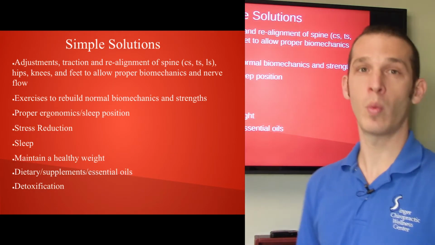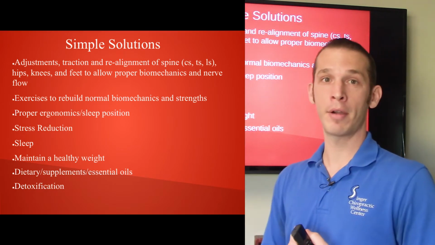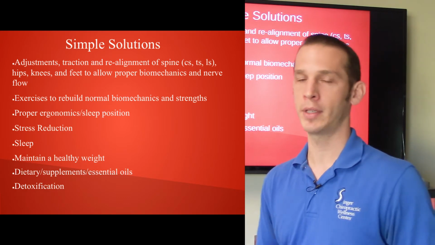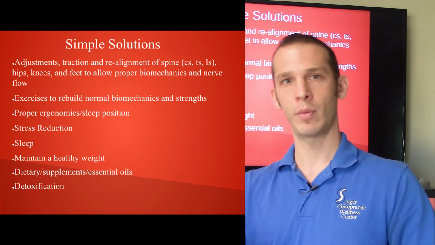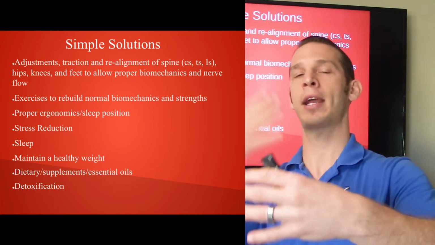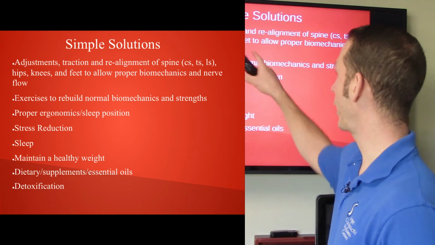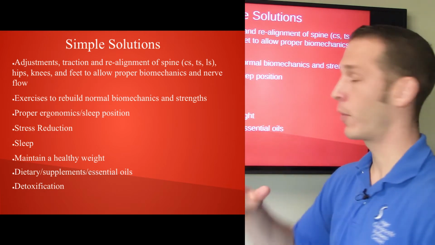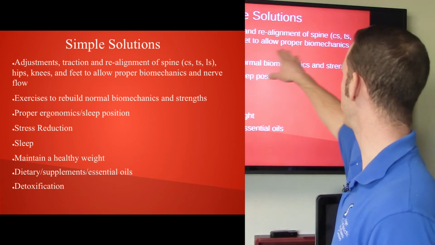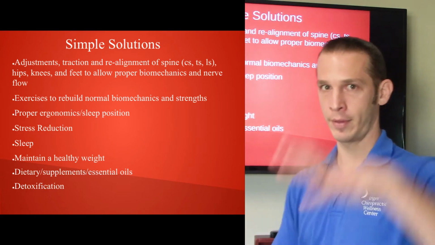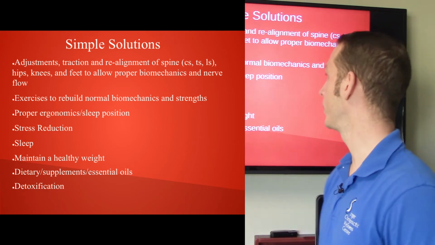Now, simple solutions that we do in our office here, okay? Adjustments are the primary thing that I do in my office. We adjust the spine, we actually put the spine back into its normal position. We adjust the hips, the feet, and the neck, making sure that the neck is in the proper position. Obviously, we're looking at your body as a whole. Traction allows for proper alignment of the spine, both the neck and the lower back, and the feet allow proper biomechanics and nerve flow, right? So if the whole body is in proper balance, the nerves are flowing and the muscles are working the way they're supposed to.